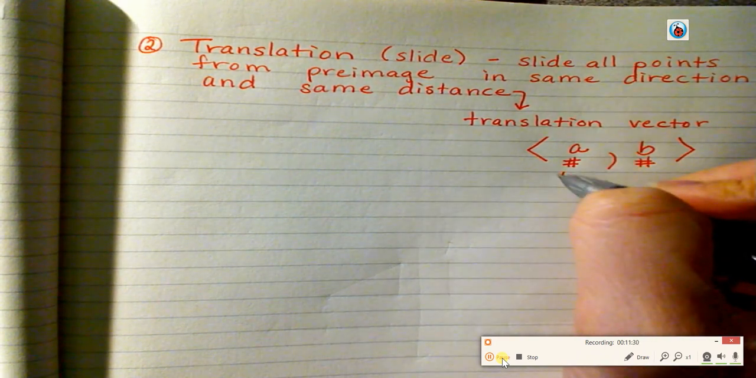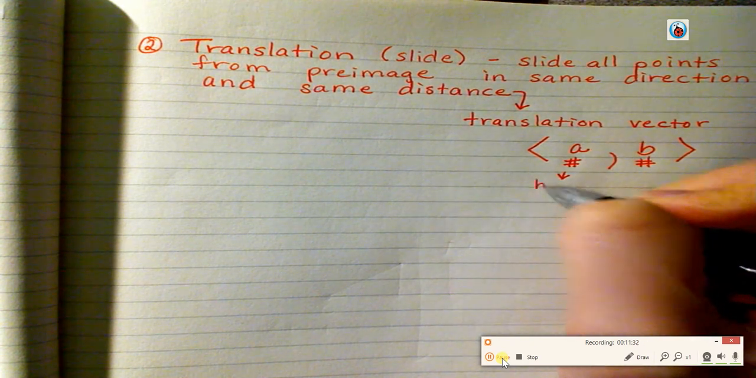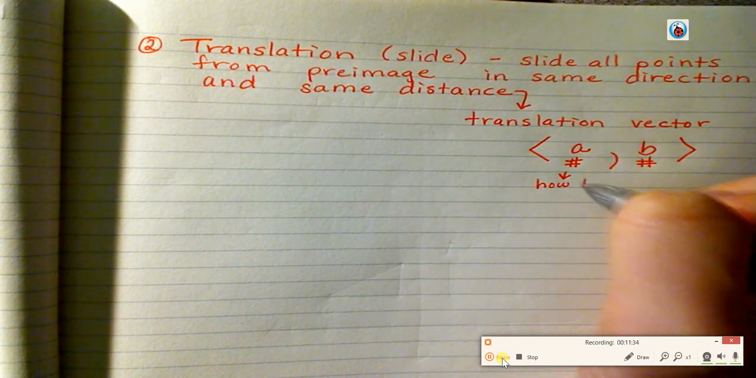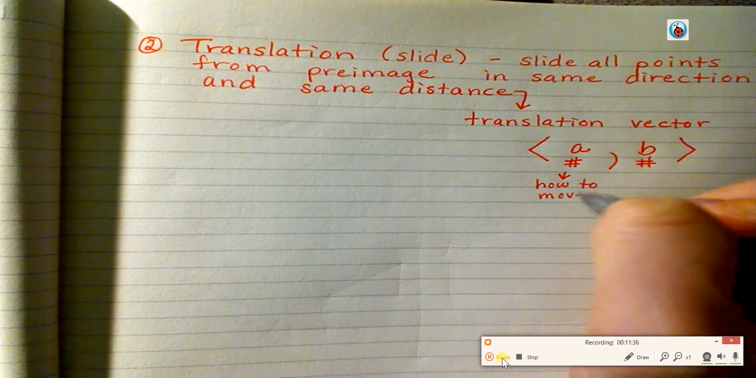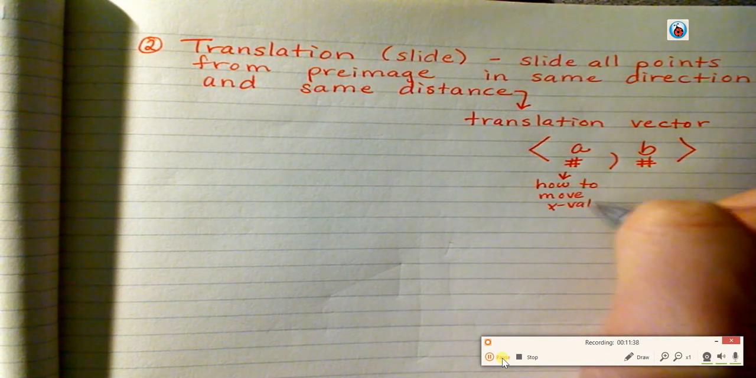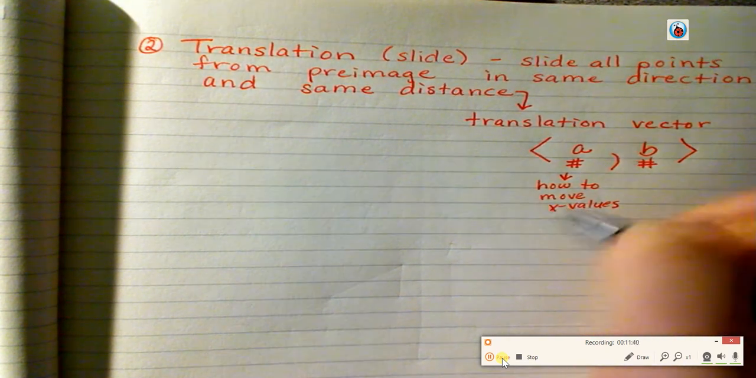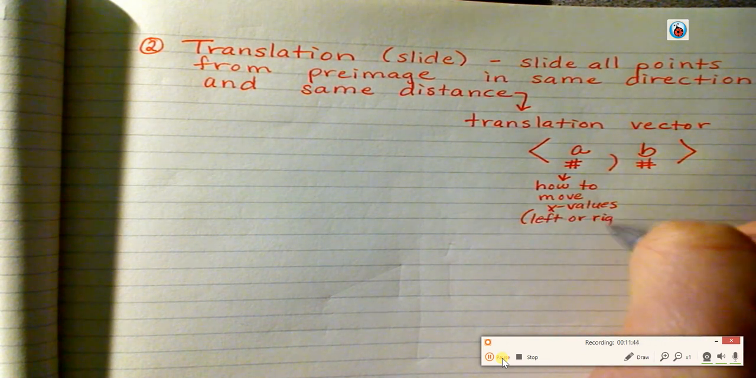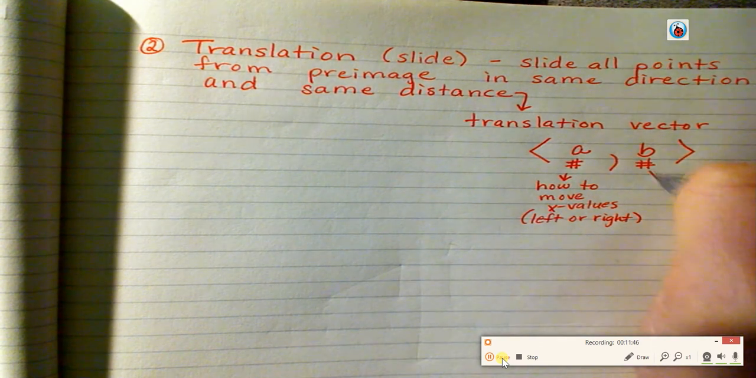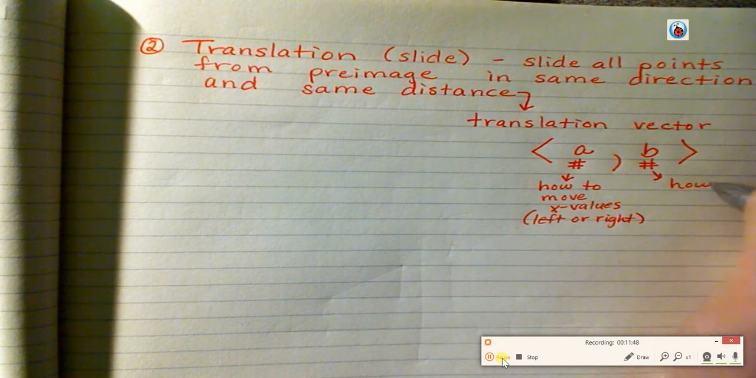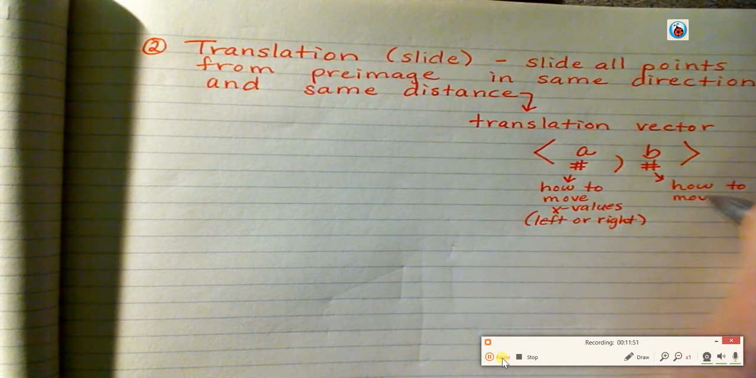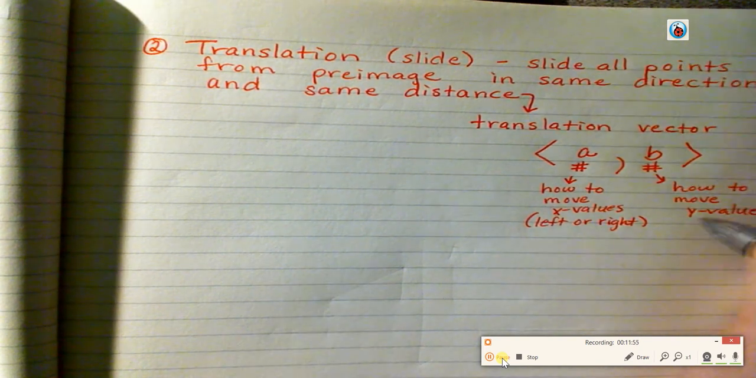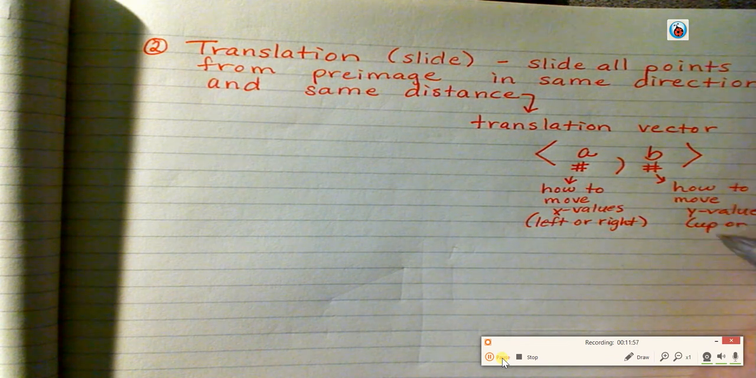So we want to write that down so we can remember that. First number tells you how to move X values, which will either be left or right. And the second one tells you how to move Y values, which will either be up or down.